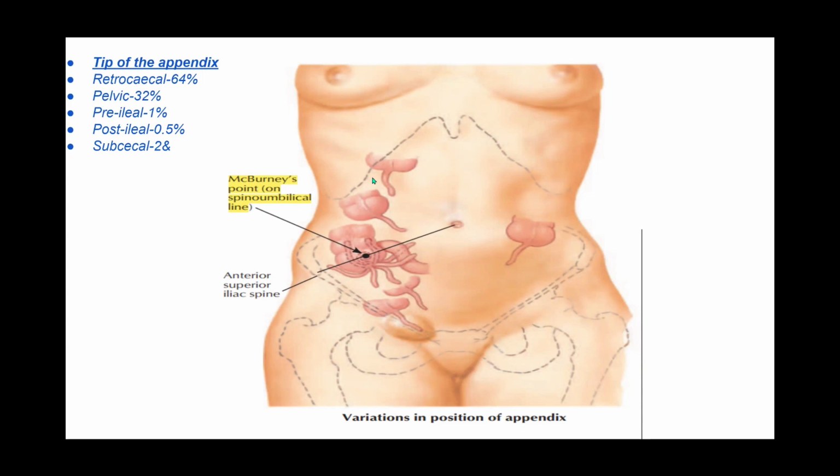Here you can see the appendix in the right upper quadrant of the abdomen. Sometimes, like in advanced third trimester pregnancy, when the uterus has pushed everything up, a pregnant woman in her third trimester having appendicitis could have right upper quadrant pain. In situs inversus, or when you have a gut malrotation, you can have your ascending colon on the left side, and then you have your appendix on the left side.